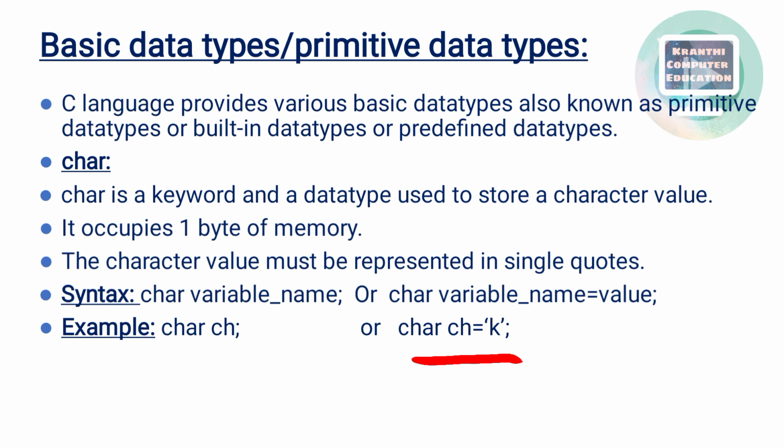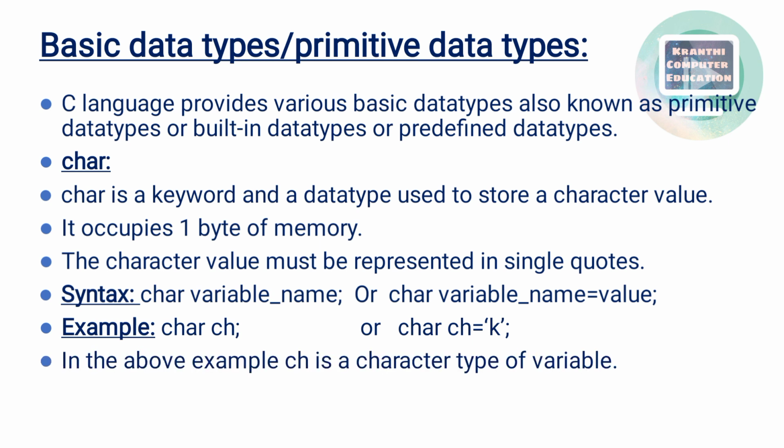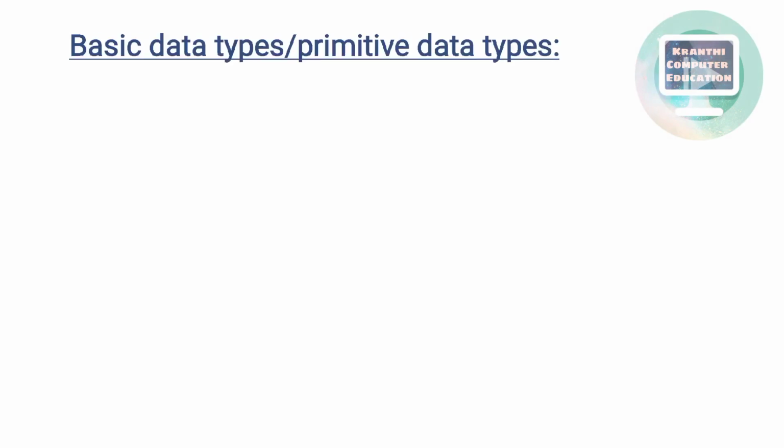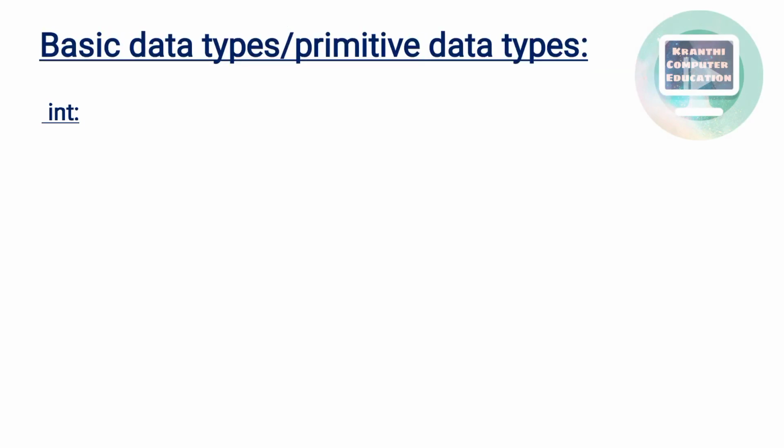This is how we have to type character values here. In the above example, ch is a character type of variable. The next primitive data type is int.